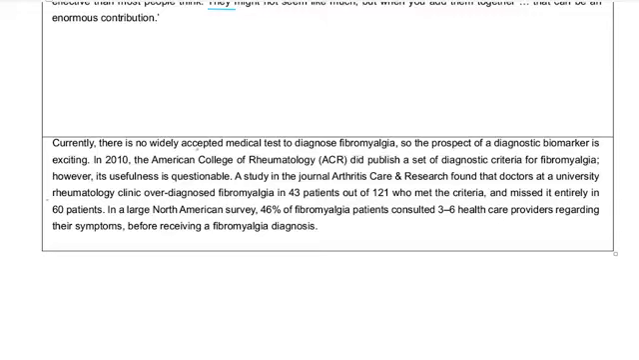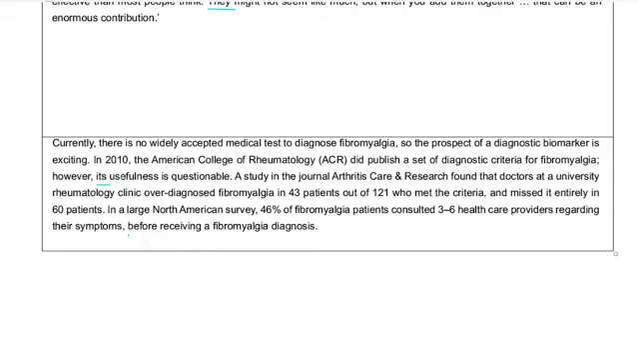Currently, there is no widely accepted medical test to diagnose fibromyalgia, so the prospect of a diagnostic biomarker is exciting. In 2010, the American College of Rheumatology did publish a set of diagnostic criteria for fibromyalgia. However, its usefulness is questionable. Its usefulness. That's an interesting one, isn't it? The usefulness of what?